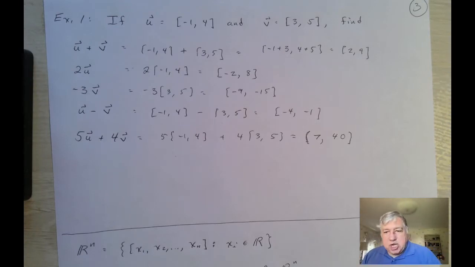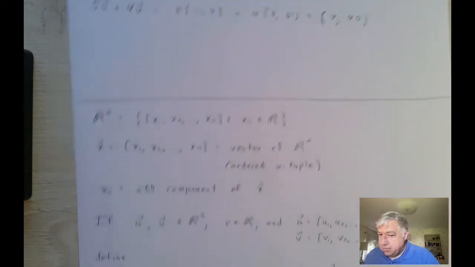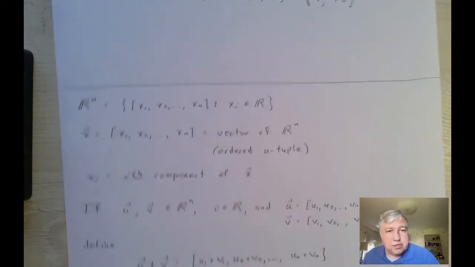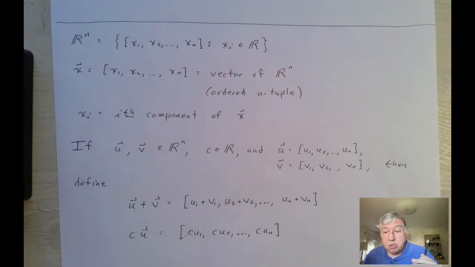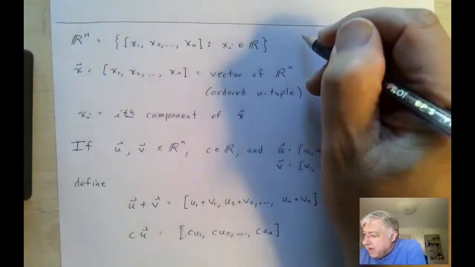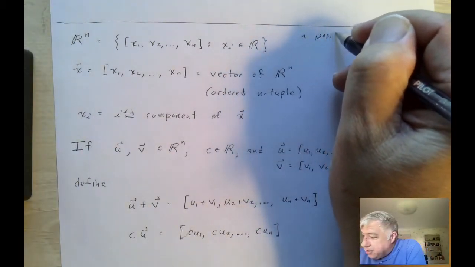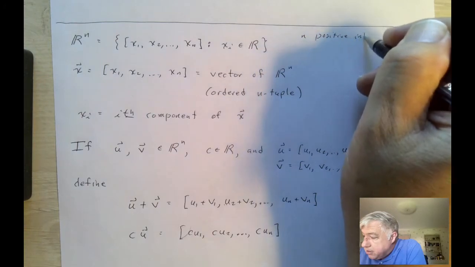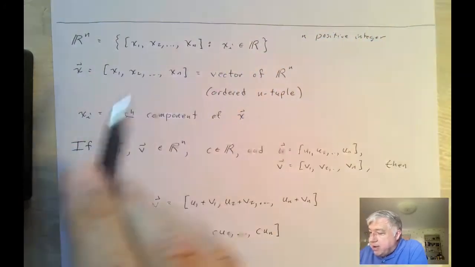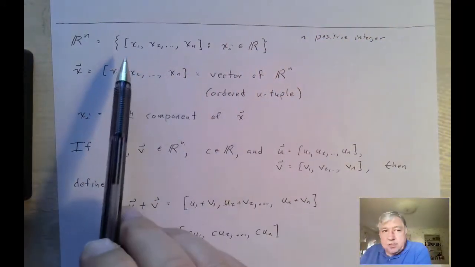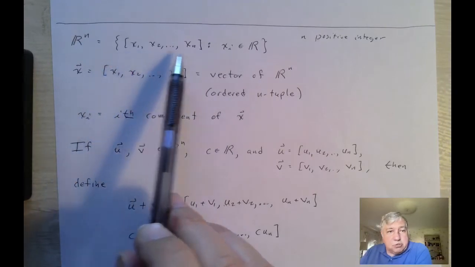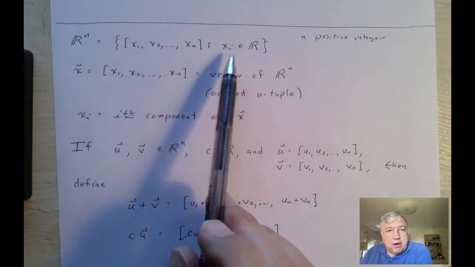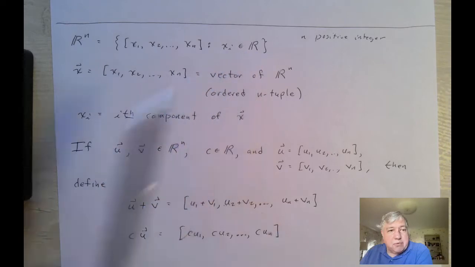Now, we can generalize this. There's no reason why we can't. If you've had calculus before, or multivariate calculus, you know what R3 is. It's 3-dimensional space. And we can generalize this. If n is a positive integer, we can always define Rn to be the set of all n-tuples, like this, where each xi is a real number.